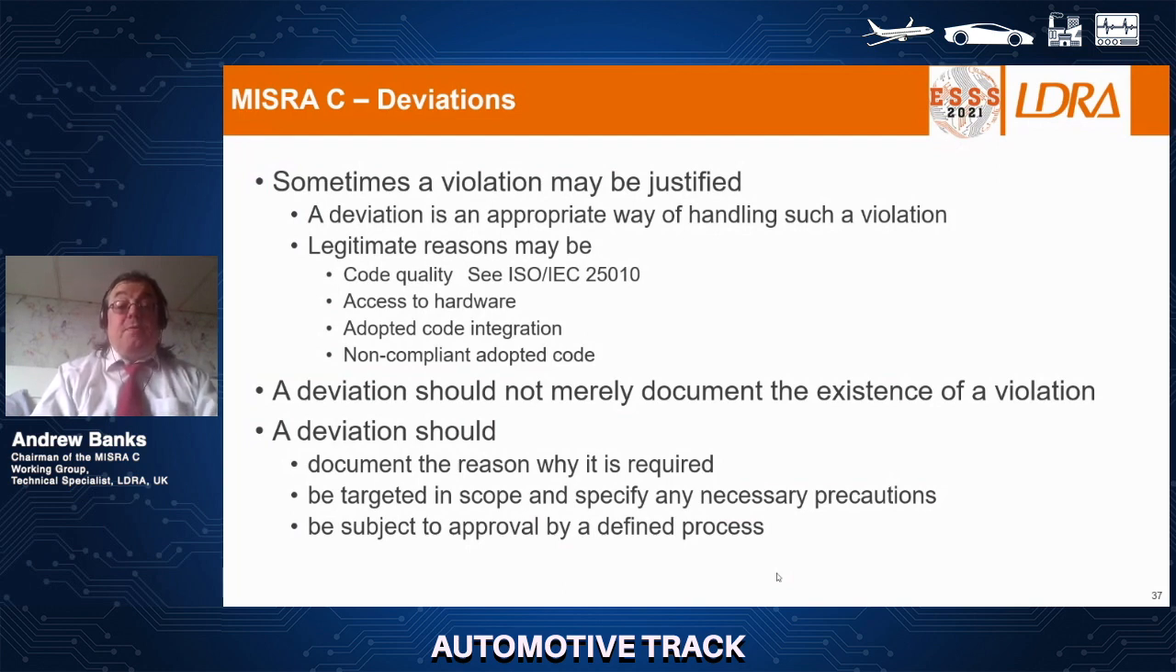But there are legitimate reasons. Sometimes code quality. Accessing the hardware, for example, where we know the rules are a problem. But that's because 99% of the time you're not accessing hardware, and so on and so on. The deviation should not just document the existence, but document why it's required and what you're doing about it. For example, extra testing.